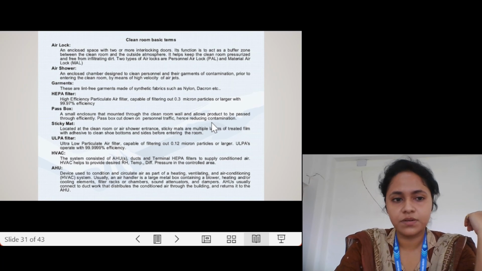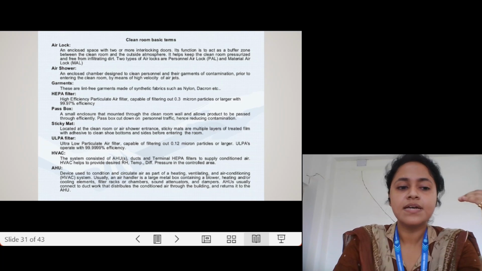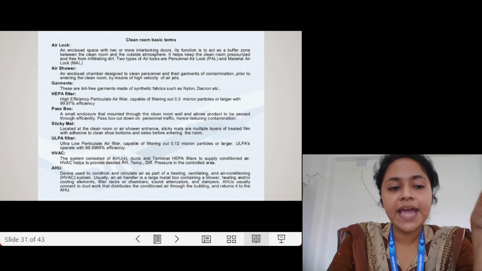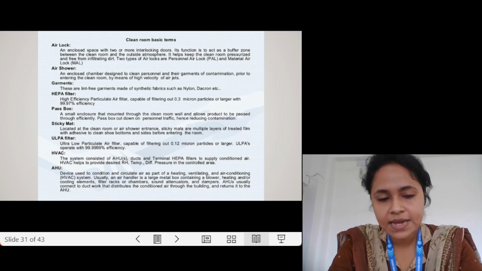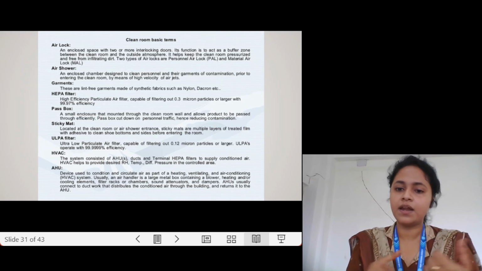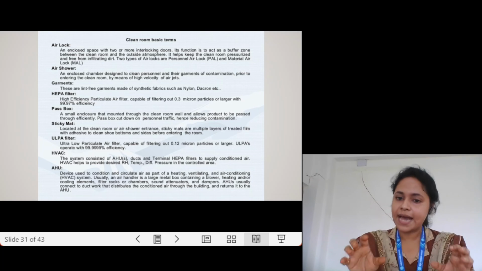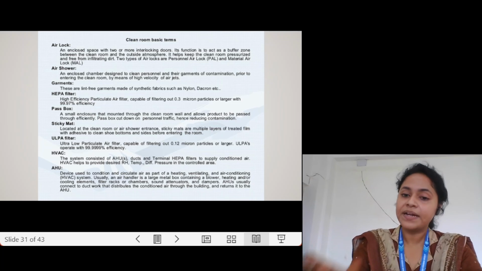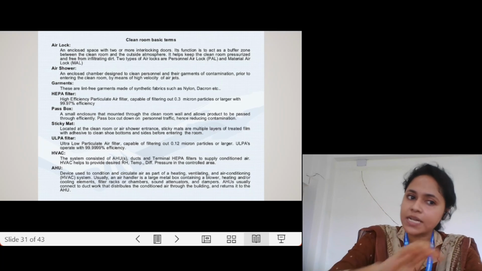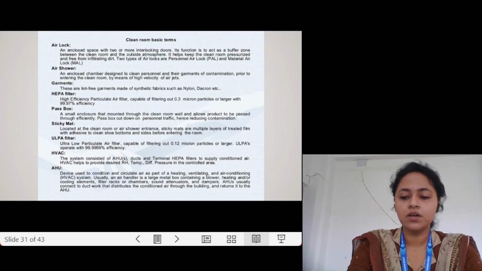This is the difference. So these are the basic terms of clean room: air lock, air shower, HEPA filter, sticky mat, alpha filter, HVAC, and finally the AHU, the air handling unit. This air handling unit comprises all these things that I have mentioned here. I'll not get into detail, but each and every component will be controlling the ambient of that particular room.